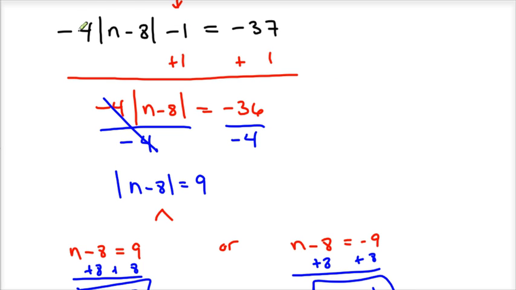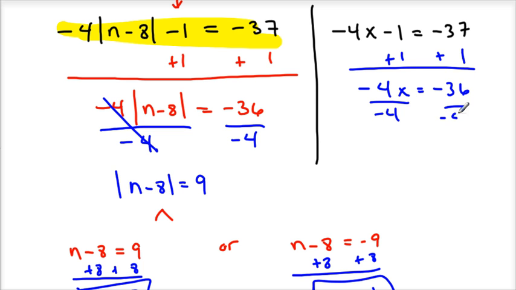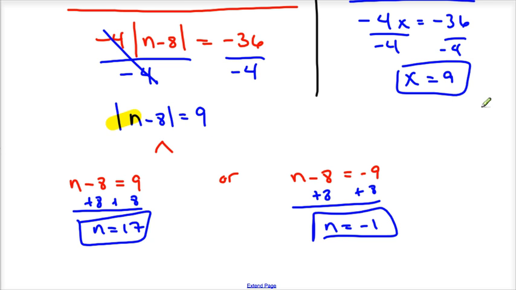If we look at this equation for a second, this actually follows the same rules as if this was -4x minus 1 equals -37. So on a side note here, how would you solve for x? Well, I would add 1 to both sides. -4x equals -36, and then divide by -4, and we see here that x is equal to 9. The point here is we isolated the x, and the same concept goes here, as we're trying to isolate the absolute value of n minus 8 before we get down to this last step here.